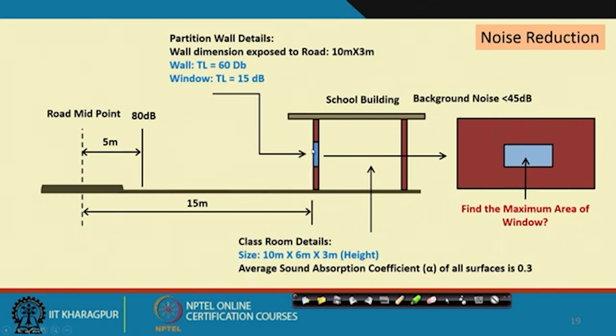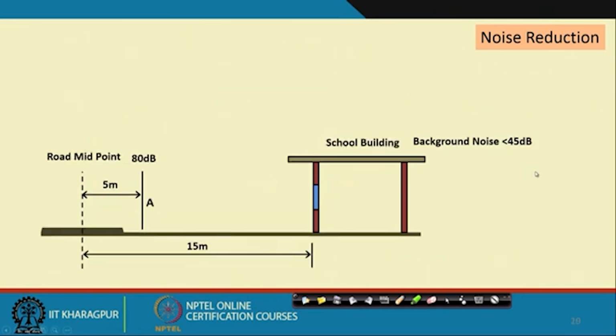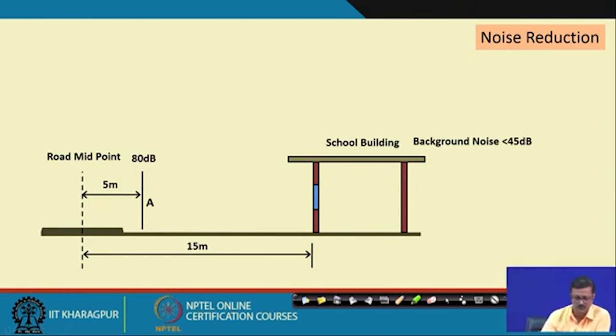So, now my question is what will be the maximum area of the window such that this road noise level, which is 80 dB at 5 meter, and which will definitely go down at 15 meter, should not be more than 45 dB there. To achieve that, what is my design criterion, how much will be the size of the window? Let us proceed to the solution.